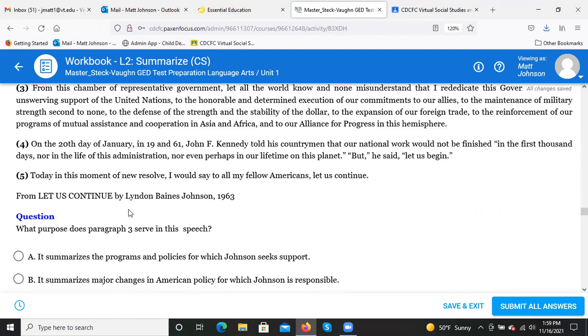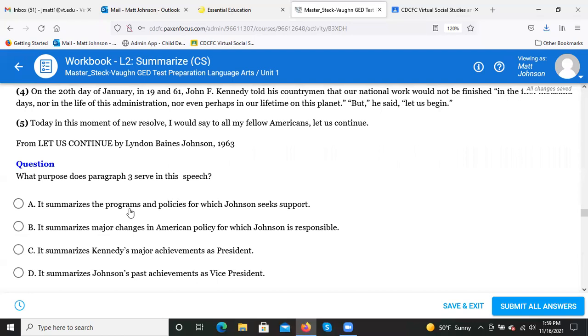Okay. And then what purpose does paragraph 3 serve in the speech? A, does it summarize the programs and policies for which Johnson seeks support? B, does it summarize major changes in American policy for which Johnson is responsible? C, is it summarizing Kennedy's major achievements as president? Or D, summarize Johnson's past achievements as vice president?